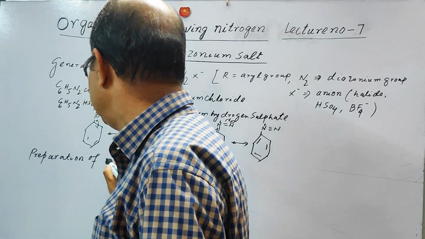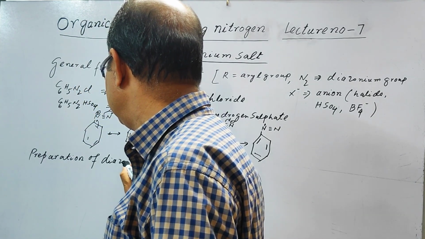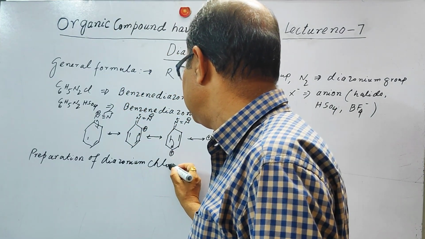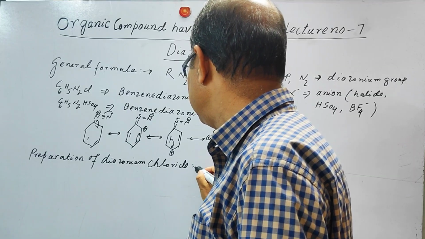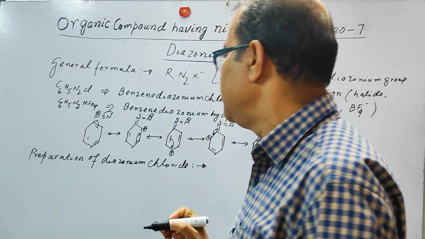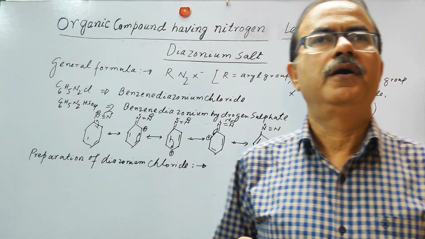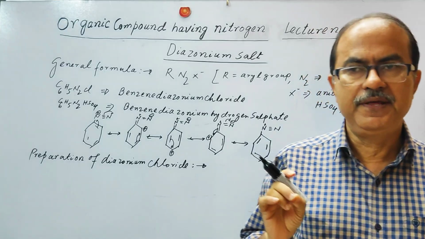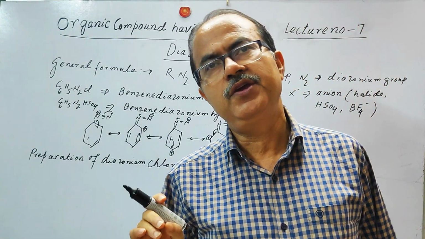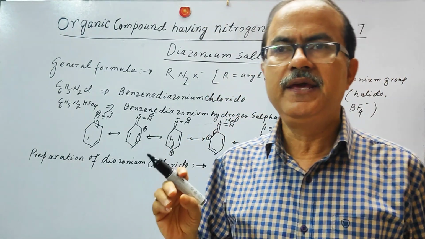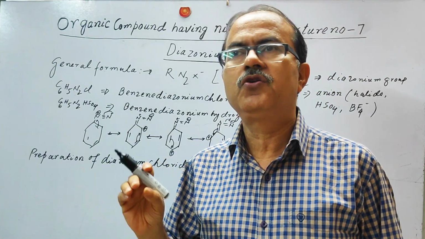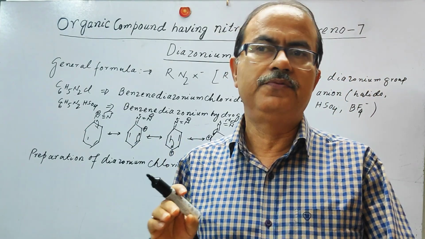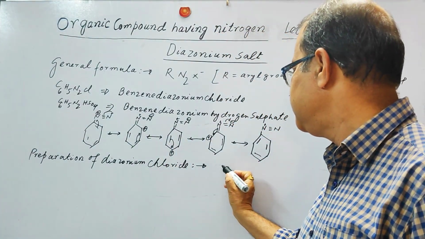Preparation of diazonium chloride. It can be prepared from aromatic primary amines by reaction with a cold solution of sodium nitrite added to the dissolved solution of the primary amine. The reaction is this.